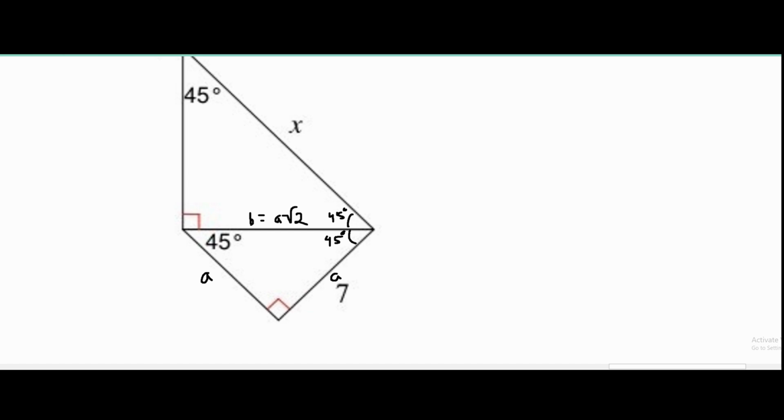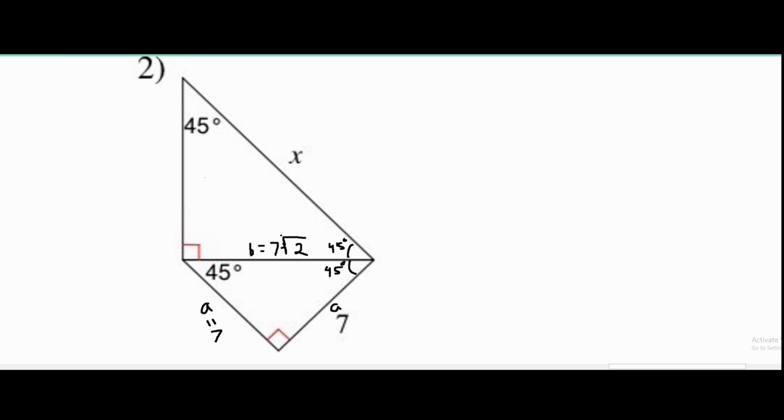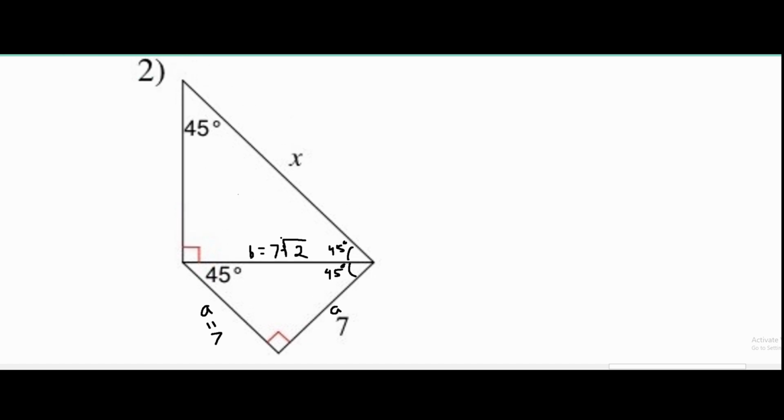Well, if both of these equal A, that means they both equal the same thing. So this side length also equals 7. And since our A is equal to 7, instead of just saying A square root of 2, we can just plug in our 7 here and say that our B is equal to 7 square root of 2. Now when we look at this second triangle, this bigger triangle, we know that this is our hypotenuse, so this is B. That means this side length right here has to equal A, and this side length right here has to equal A.